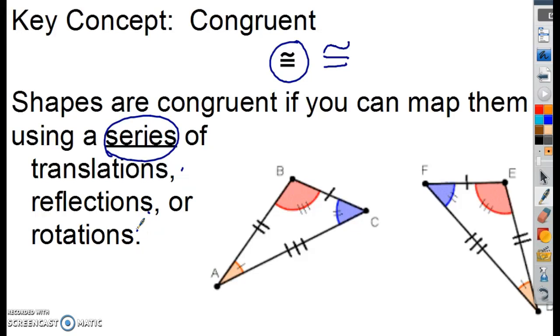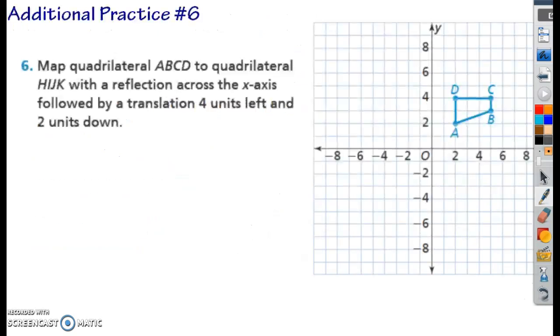Up to this point, we've only been doing one at a time. So on the additional practice handout that you've been given, I want you to look at number 6. We want to map quadrilateral ABCD to quadrilateral HIJK with a reflection across the x-axis, followed by a translation 4 units left and 2 units down. Really, we just need to follow the directions and follow them in order.